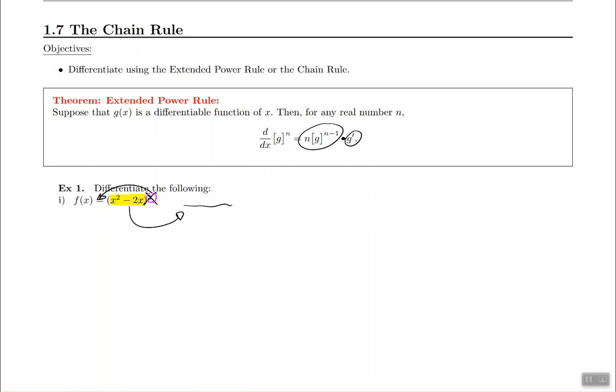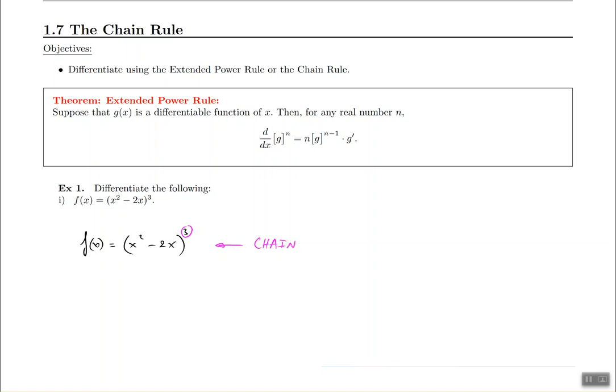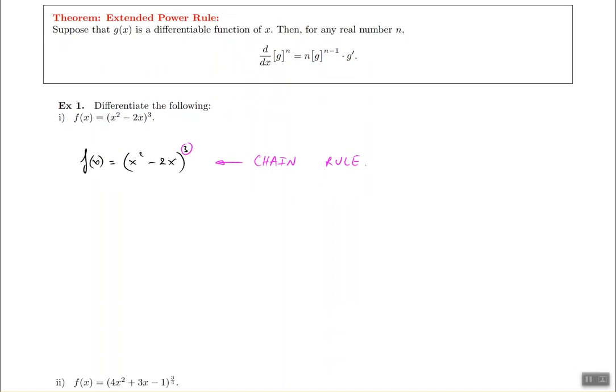So let me demonstrate with example number 1. So the function f of x in this case is x squared minus 2x to the power of 3. Since there's a lot of x's on the inside and there's a power of 3 on the outside, we are going to need the extended power rule, also known as the chain rule, for this particular question. So the difference between the chain rule or the extended power rule and the regular power rule is that the regular power rule usually has one letter base, like an x or a t or whatever, raised to a power. The problem here has x squared minus 2x, so the base has multiple x's raised to a common power. So we need the chain rule, not the power rule.